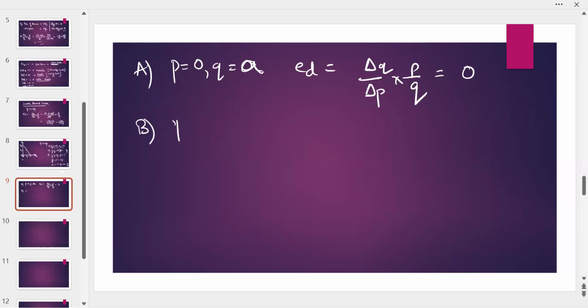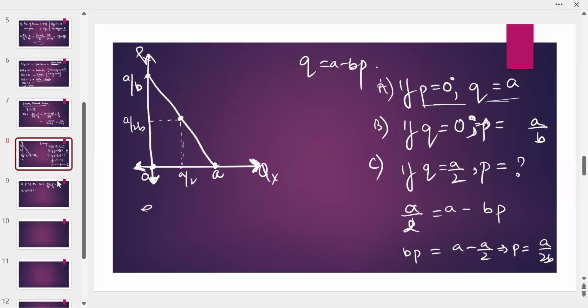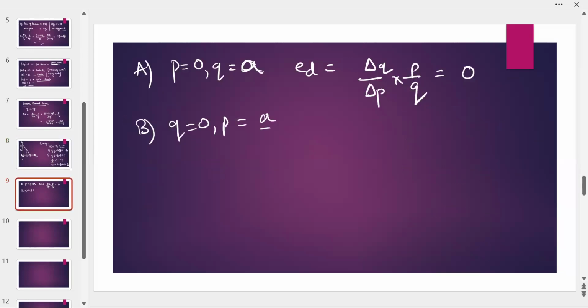Next, Q is 0 and P is, what is P? P is A by B. All right. And the elasticity of demand in that case, if anything divides by 0, it comes out as infinity, right?